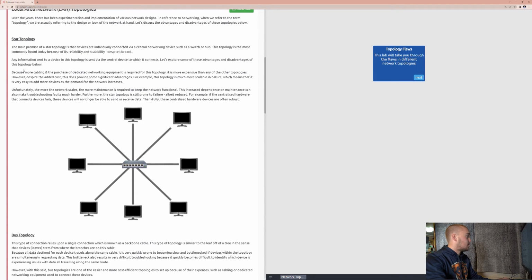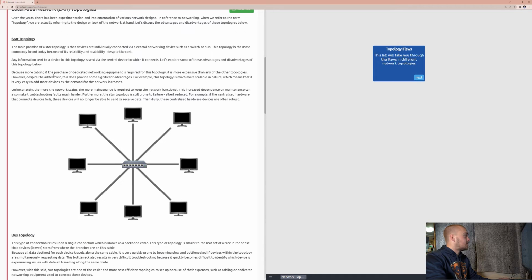So, the star topology. The main premise of a star topology is that the devices are individually connected via a central networking device such as a switch or hub. This topology is the most commonly found today because of its reliability and scalability, despite the cost. Any information sent to a device in this topology is sent via the central device to which it connects. Let's explore some of the advantages and disadvantages of this topology below.